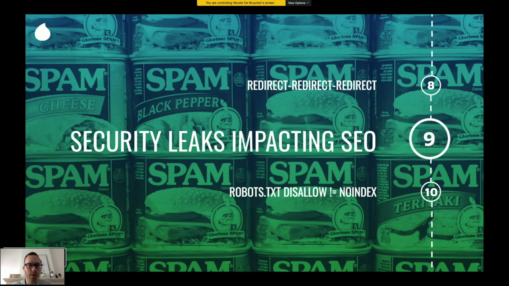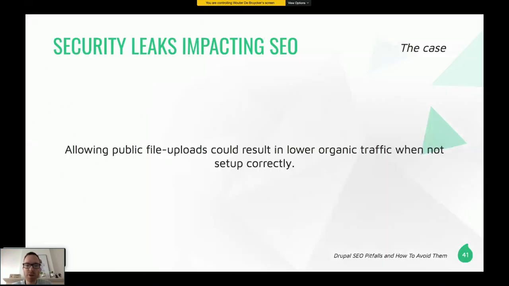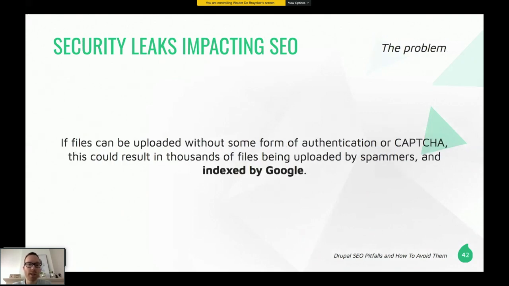Let's talk a bit about security leaks that could have a big impact on your SEO. So if you allow public file uploads on your website, this could result in lower organic traffic when it's not set up correctly. For example, if files can be uploaded without some form of authentication or CAPTCHA, it could result in spammers uploading thousands of files and all these files being indexed by Google.